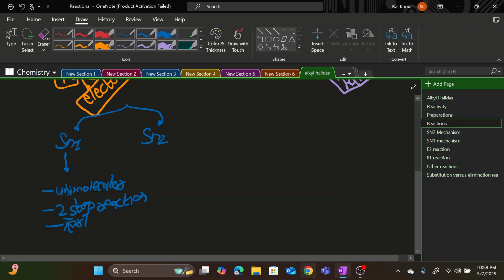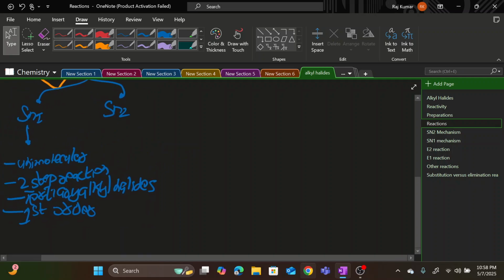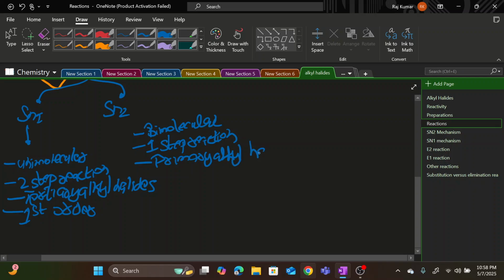It happens in tertiary alkyl halides, and it is a first-order reaction that follows first-order kinetics. While the SN2 mechanism is a bimolecular, one-step reaction, and that usually happens in primary alkyl halides. Let's understand what it is.